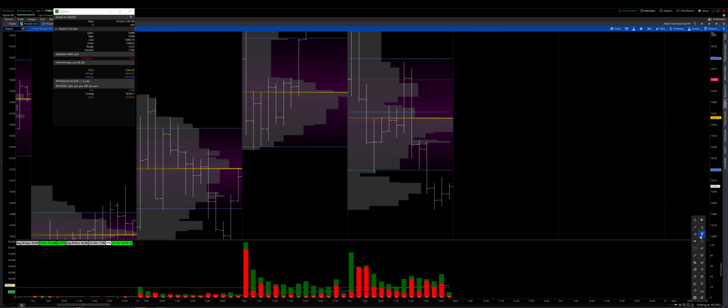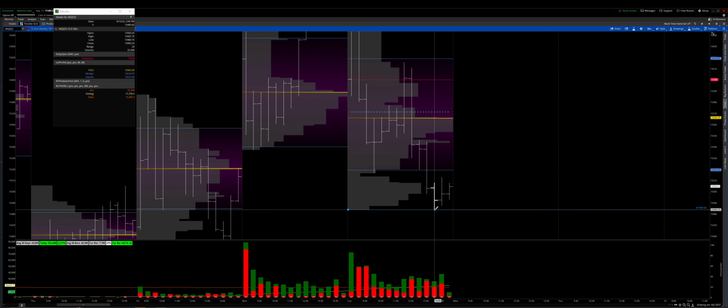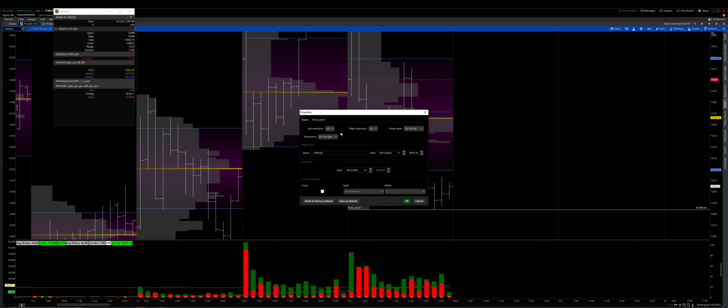So let's go ahead and mark our destinations. We'll start with the low of day and then work our way up, because single prints start at the 13 level. So we have 83.75 as our low of day.